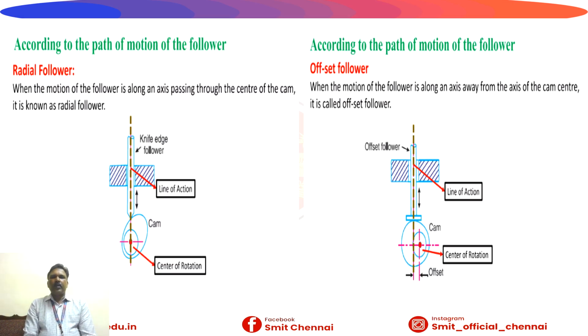Radial: when the motion of the follower is along an axis passing through the center of the cam, it is known as a radial follower. We can see in the sketch that the axis of the follower is passing through the axis of the cam. Offset means we can see a difference between these two. We have an offset distance, that is, the follower axis and the cam axis are at a certain distance from each other, which is called the offset distance.